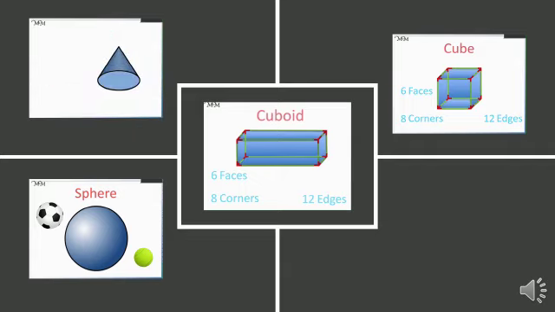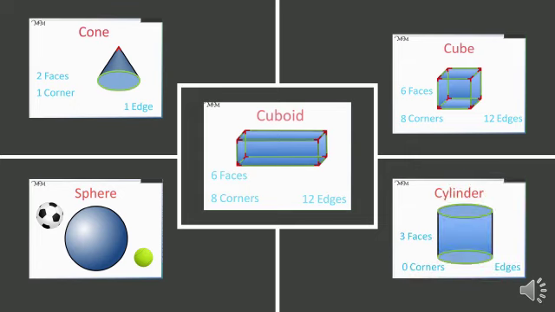Now coming to the solid figure cone. Faces: 1, 2. 2 faces. Corner: only one. One corner. Edge: one edge. An edge is formed when two surfaces meet. So here in the cone we have only one edge. Now coming to the next and last figure, the cylinder. Faces: 1, 2, 3. 3 faces. Corners: 0, nowhere a corner. Edges: 1, 2. 2 edges.